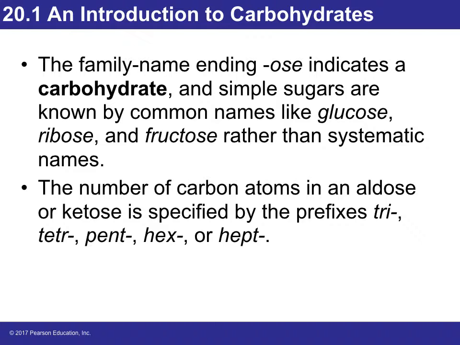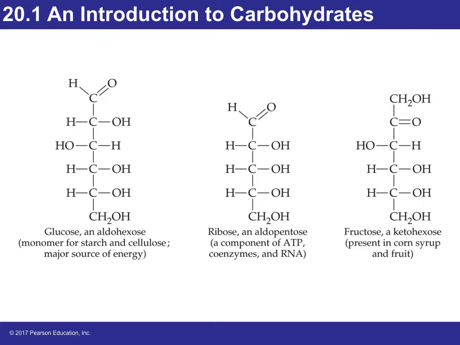But we also have to know the common names of the simplest ones, such as glucose, fructose, ribose. How do we name them? Well, it's the same with an aldose or a ketose, but you're going to have the prefix either tri-, tetra-, penta-, depending on how many carbon atoms you have. So here are just some examples.